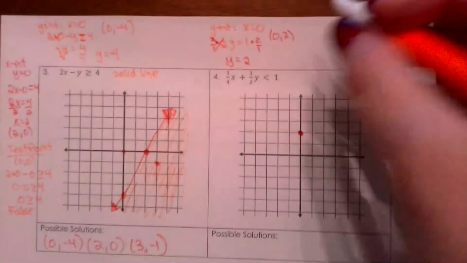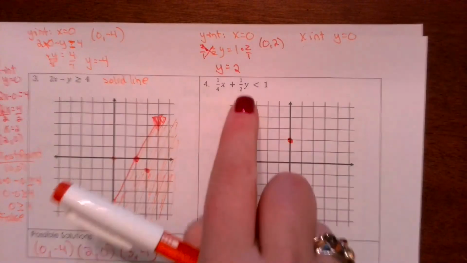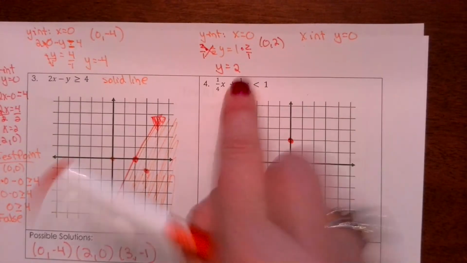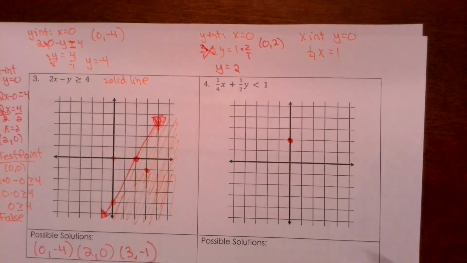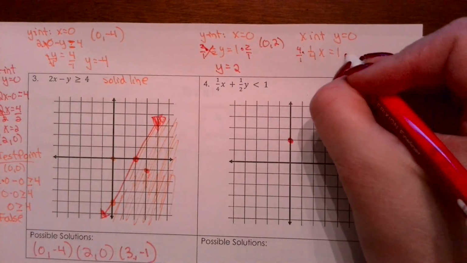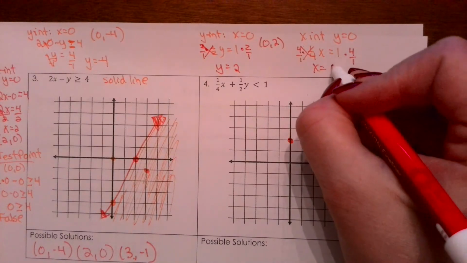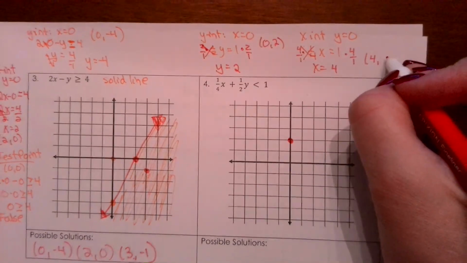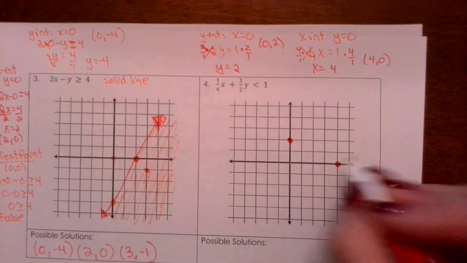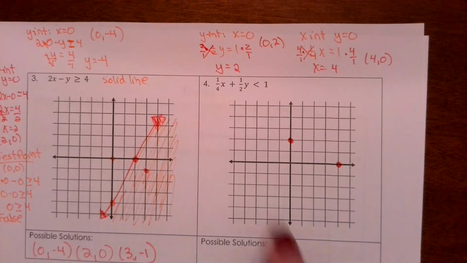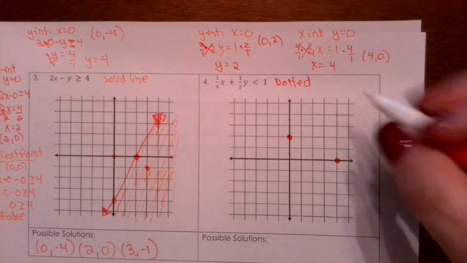The x-intercept is the value of x when y equals 0. So if I put 0 in for y, I'm left with 1/4 x equals 1. I'm going to multiply by the reciprocal because I've got a fraction, and I'm left with x equals 1 times 4 over 1, which is 4. So my other intercept point is 4, 0. Now, I forgot to determine dotted or solid line. This is a dotted line because I have the less than symbol.